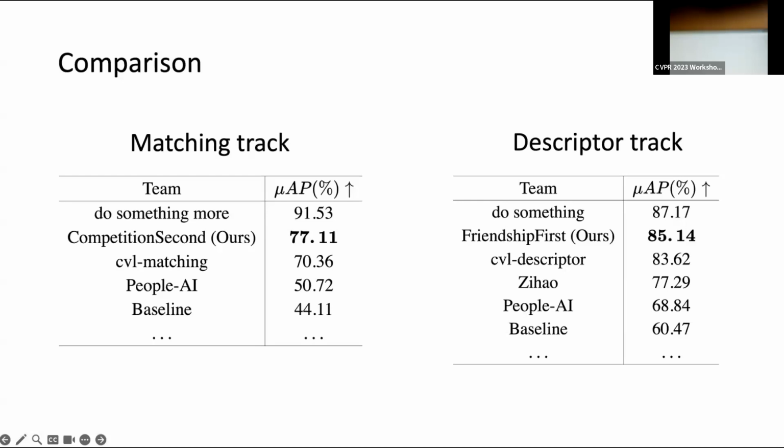In the descriptor track, we also use some tricks. For example, we use YOLOv5 to detect the overlay transformation in each video. And we also design models to judge whether a video contains the transformation. So our performance is similar to the top team. We got 85.14 and the top team gets 87.17 and the baseline gets 60.47. We can find that in both tracks we improve the baseline significantly.